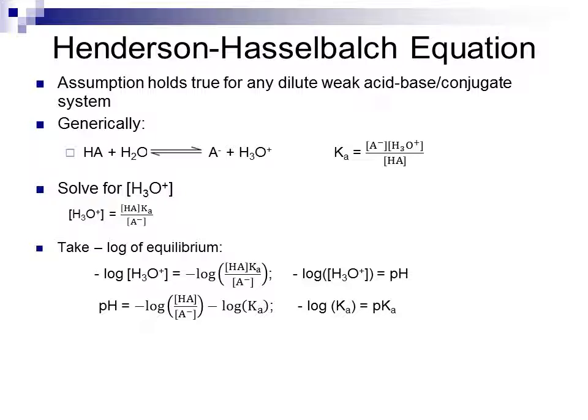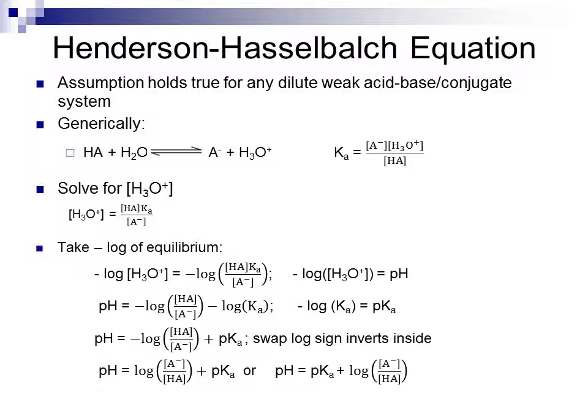Now we know that minus log of Ka is pKa. I can substitute that in, so now I have pH equals negative log of acid over conjugate base plus pKa. If I swap the sign of the log to make it a positive, I simply will invert what is inside of the log. So I wind up with pH equals the log of the base over the acid plus its pKa. I can rearrange this such that pH equals pKa plus log of conjugate base over acid. This is called the Henderson-Hasselbalch equation.